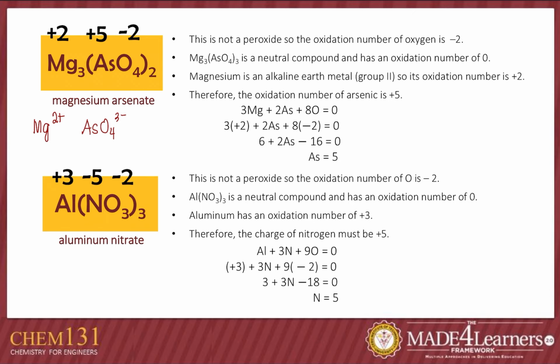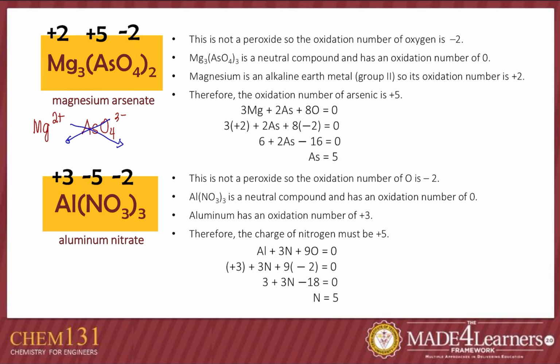So, when writing this, it's the crisscross rule. The oxidation number here becomes the subscript of the first ion. So, that comes first. And this oxidation number here becomes the subscript of the second ion. And remember that we put a parenthesis here because this is an ion, AsO4. The 4 and the 2 cannot be placed side by side because there is a subscript here. So they cannot be side by side. So you have to put a parenthesis.